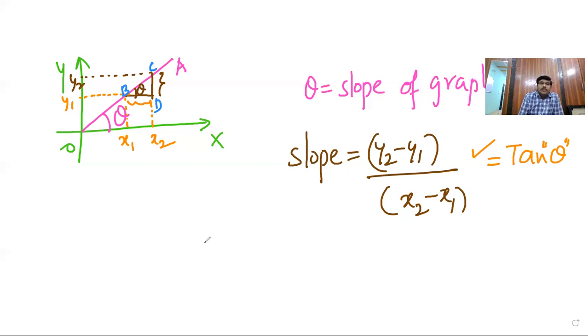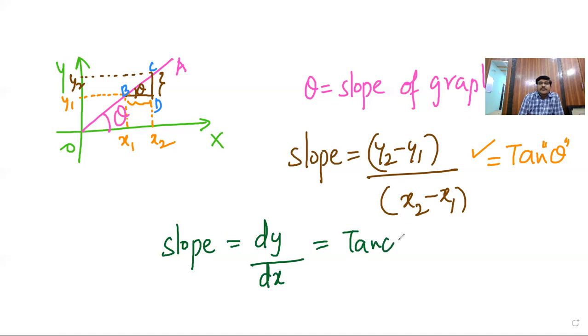Slope, which is equal to change in y coordinates, dy, over change in x coordinate, dx, which is equal to tan theta. That means in mathematics, slope is the tangent of the angle theta, which is defined as dy by dx.